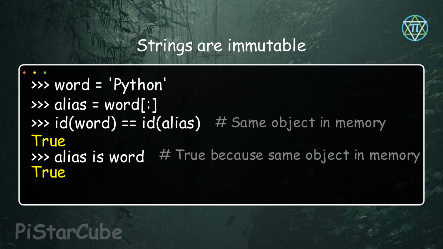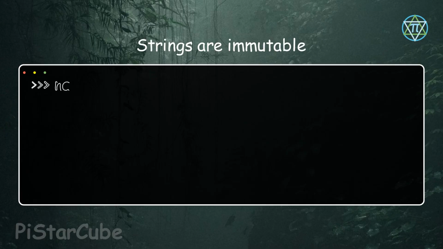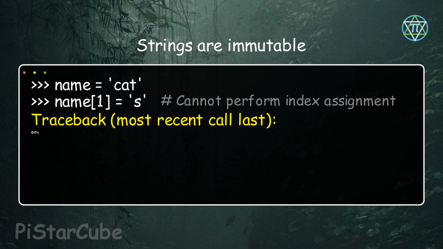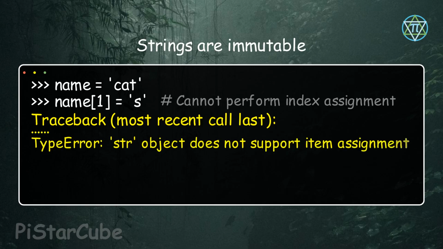Pretty efficient. Here's what happens when you try to change a single character in a string. If you have the word "cat" and try to replace the letter at position 1 with S, Python won't let you. You will get a TypeError saying strings don't support item assignment. This is because strings are immutable in nature. You can't change parts of them directly once they are created.